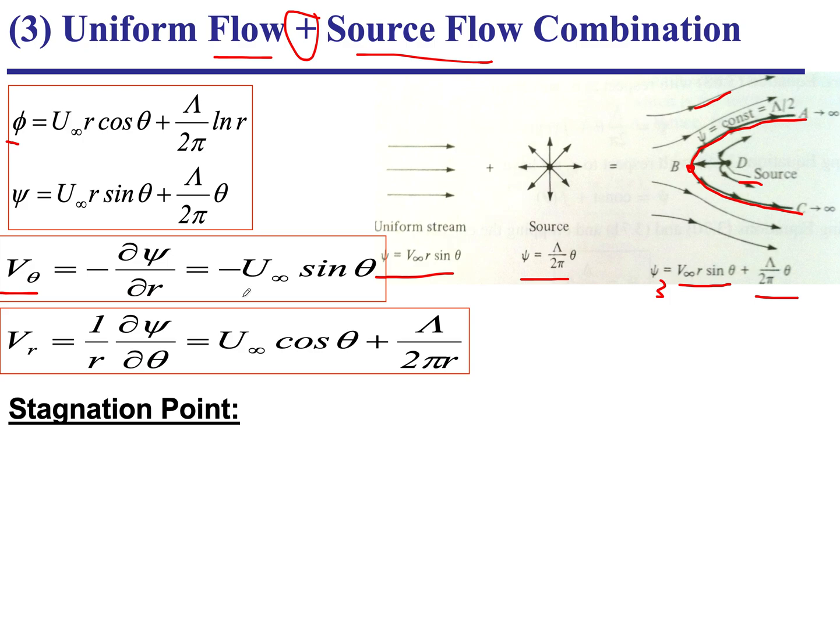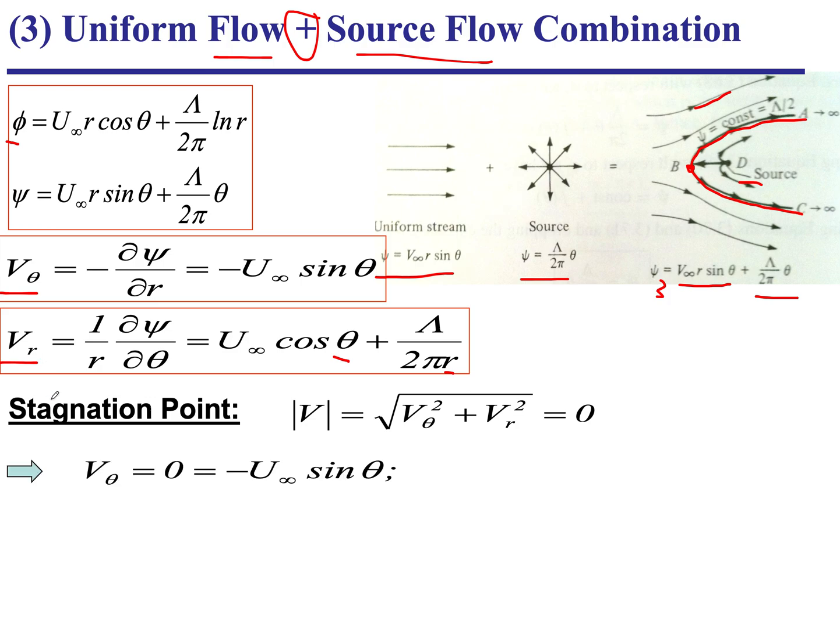The stagnation streamline is the streamline on which the stagnation point lies. And the stagnation point is the point where the magnitude of the velocity, vr squared plus v theta squared, is equal to 0. So we could sum them up, but since they're not numeric, it's easier to find the thetas and r's where v theta is 0, and the r's and thetas where vr is equal to 0.